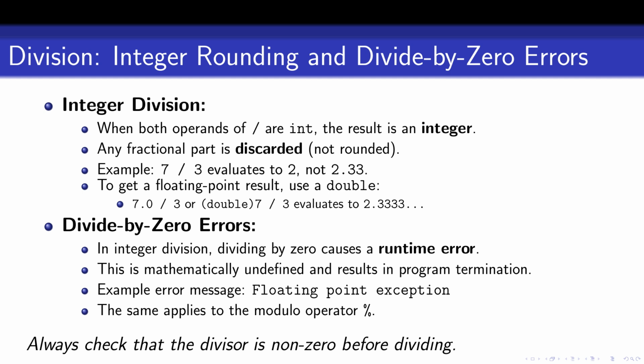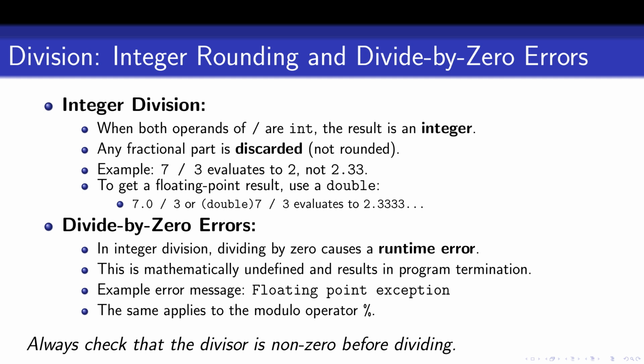Understanding how division works in C is essential, especially when it comes to integer division. When both operands in a division operation are integers, C performs integer division, meaning it throws away any remainder and only keeps the whole number part. So 7 divided by 2 becomes 3, not 3.5.